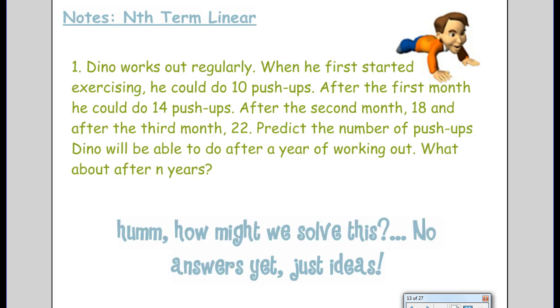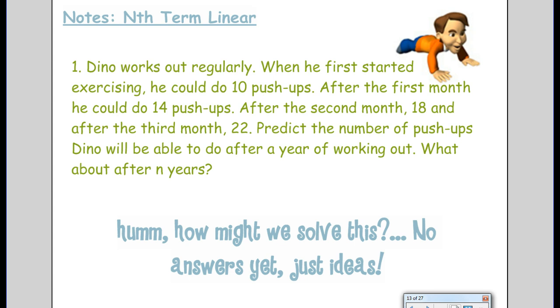All right, so Dino, I don't know how you say that. What do you think? He works out regularly. When he first started exercising, he could do 10 push-ups. After the first month, he could do 14. After the second month, he could do 18. And after the third month, he could do 22. Predict the number of push-ups Dino will be able to do after a year of working out.